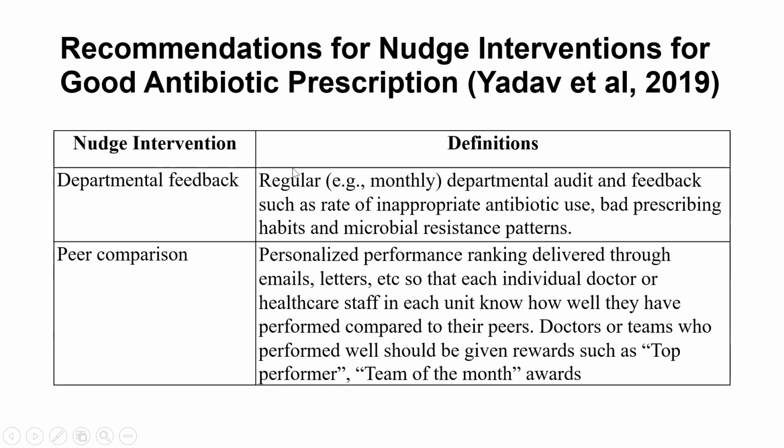Departmental feedback would give regular, such as monthly, departmental audit or feedback. We can display it in graphs, such as the rate of inappropriate antibiotic use, bad prescribing habits, and microbial resistance patterns. Or we can even categorize them according to different zones. For example, the rate of inappropriate antibiotic use in the green zone, the yellow, or the red zone of the emergency department.